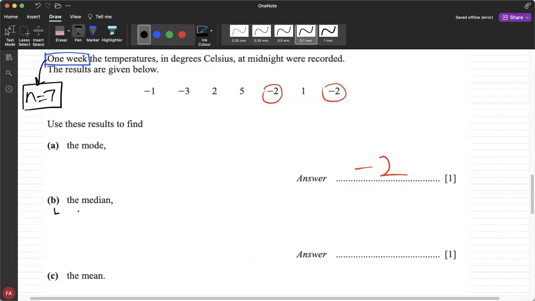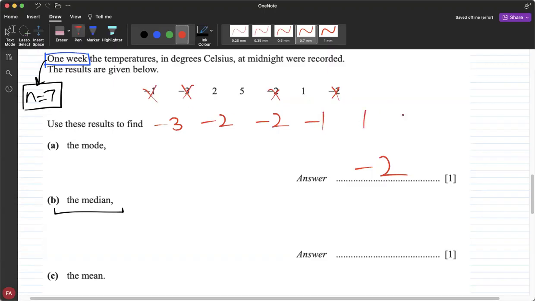In a similar way, the fact they're asking us median, I told you earlier, the first thing that you do is that you have to first rearrange it. So let's start rearranging it. We'll start off with -3, cross it out. -2, again, that's coming twice. Then we have -1. Then we have 1. Then we have 2. Then we have 5.